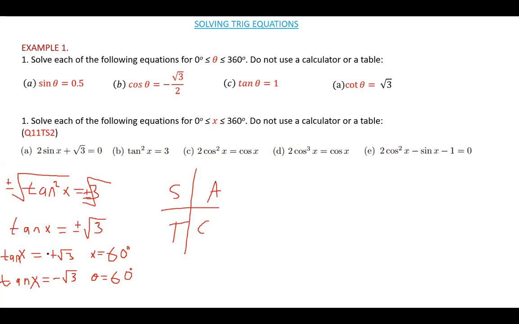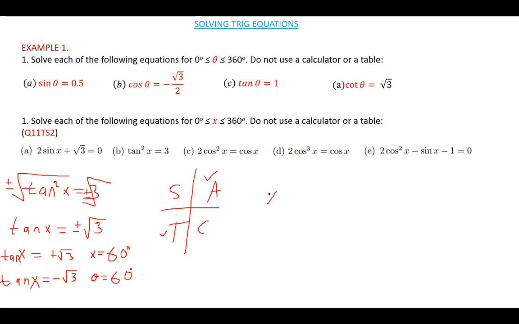But here the value of tan x, the number that you have here, is positive. So tan is positive in the first and the third quadrant. So you're going to find the value of x to be 60, meaning one of the answers that you're going to have is this same 60. And then in the third quadrant, you're going to have 180 plus 60.